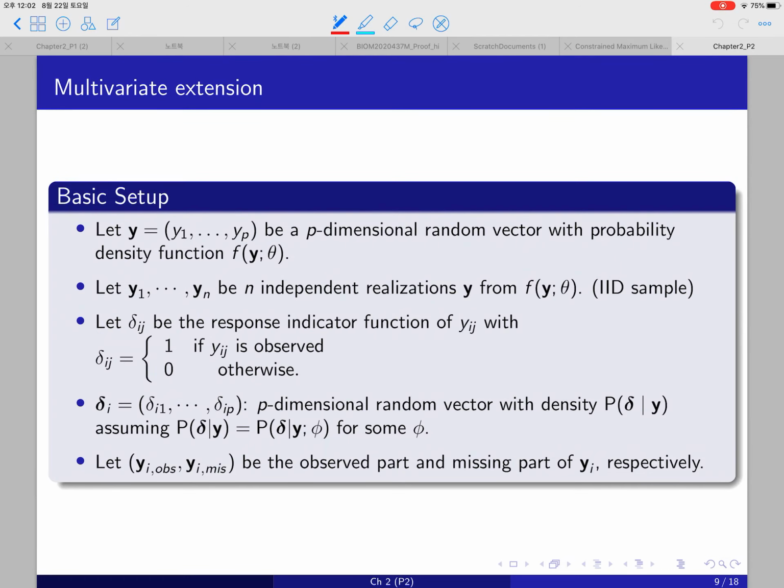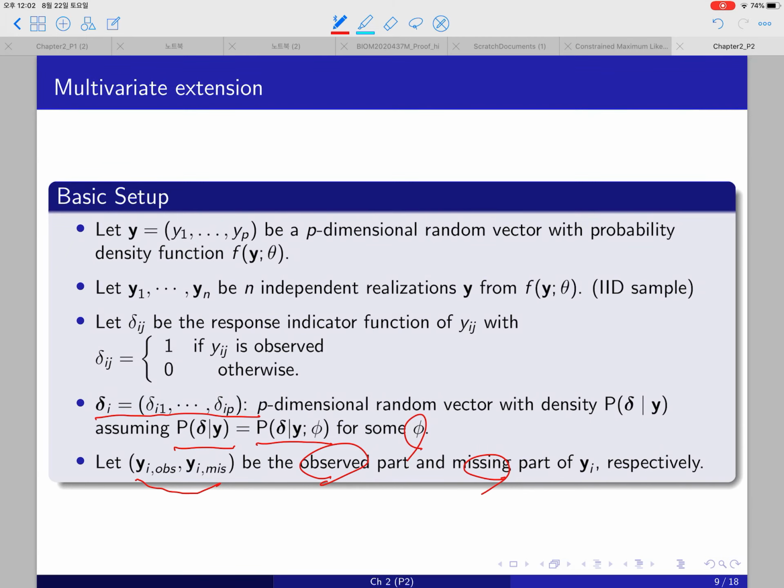Now we extend the concept of the observed likelihood to the multivariate y case. The concept itself is the same, but we need to define a p-dimensional delta because we allow for item non-response. Thus, delta i is p-dimensional with a joint density that has an unknown parameter. And then for each i, we have an observed part and a missing part, so we use this kind of notation.